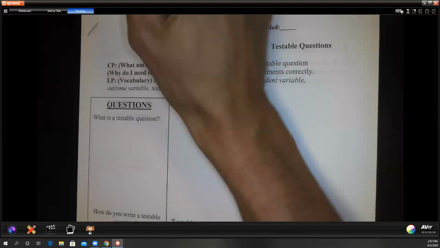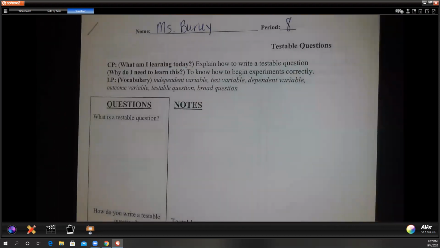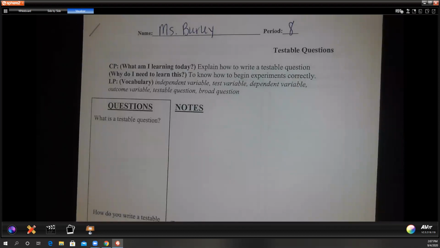All right, so make sure you write your name up at the top. Write your name, not my name. I know my name. And then your period is 8. This is the last period.